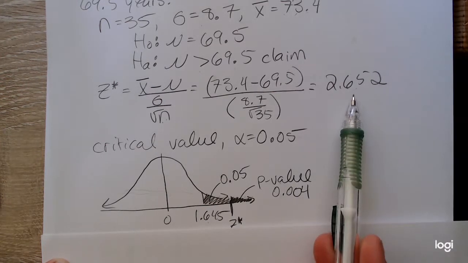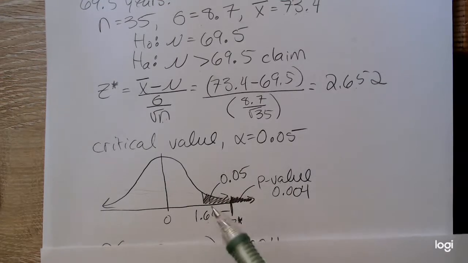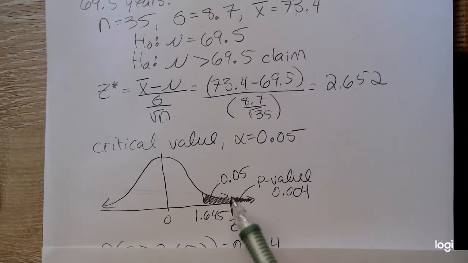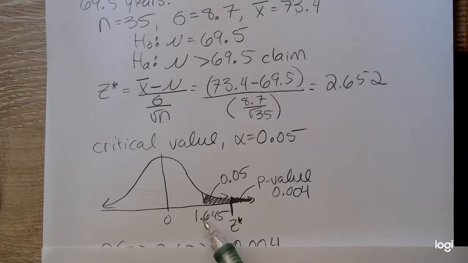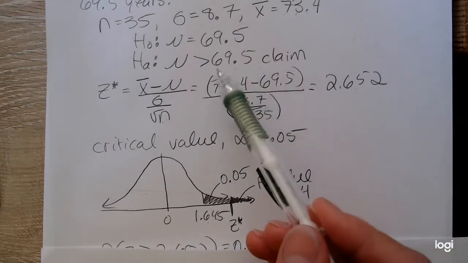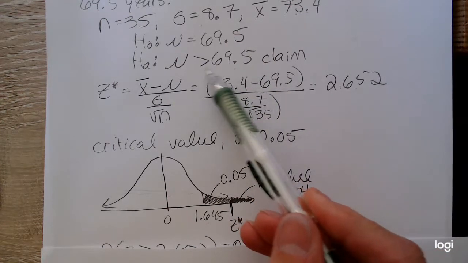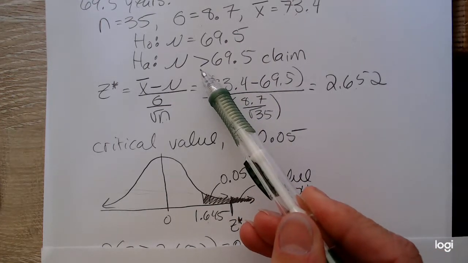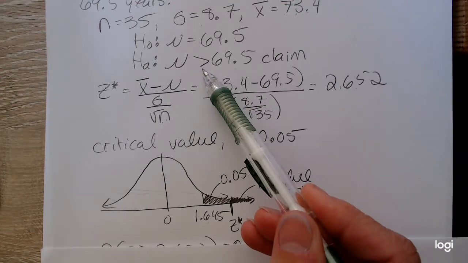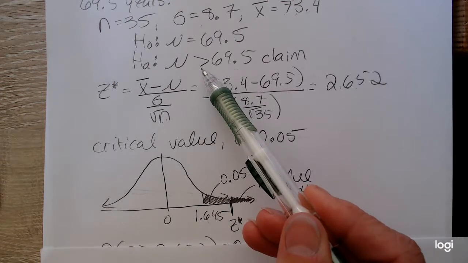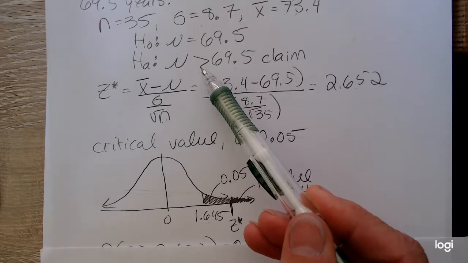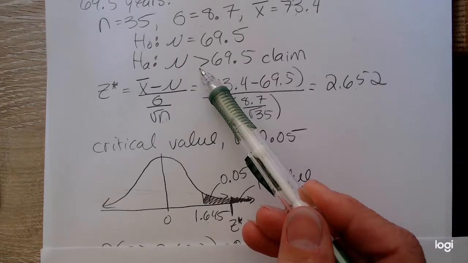So 2.652, the standardized test statistic, is definitely greater than 1.645. So I know my decision is to reject the null hypothesis. When we reject the null hypothesis, we can conclude that there is sufficient evidence to claim that male symphony conductors have a mean lifespan that is greater than 69.5 years.